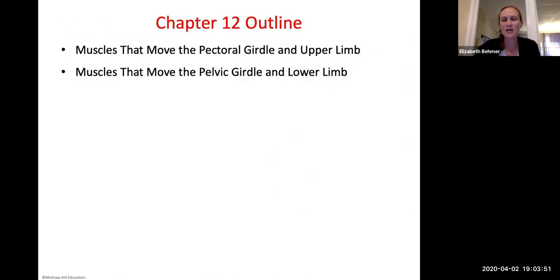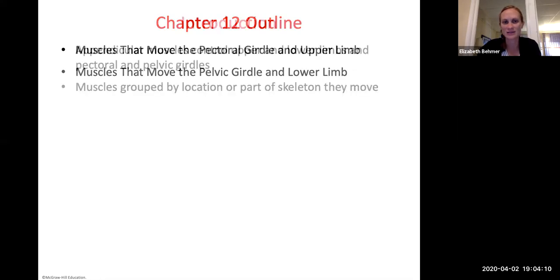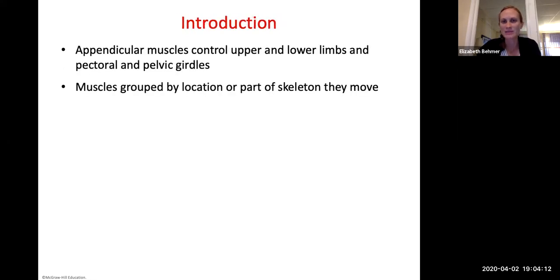All of your appendicular muscles will be muscles that move your pectoral girdle, the upper limb, and then the pelvic girdle and the lower limb. If you remember, the pectoral girdle is made up of your scapula and clavicle, and the pelvic girdle is your os coxae bone and where it connects to the femur. So we're going to be looking at these muscles. Your appendicular muscles control all upper and lower limbs, and then those girdles we talked about.